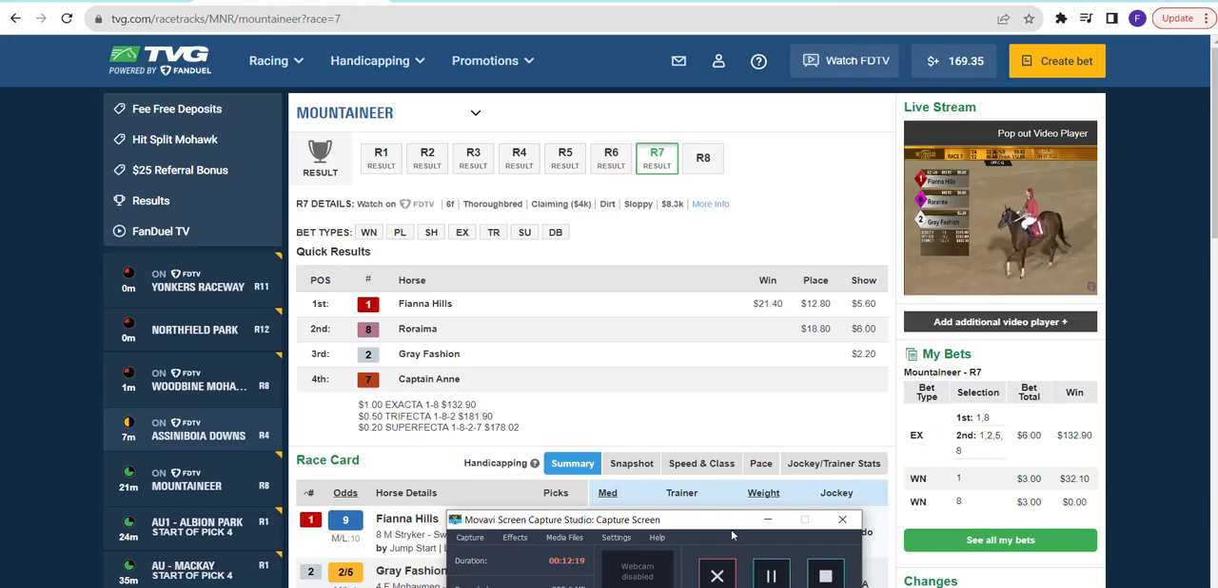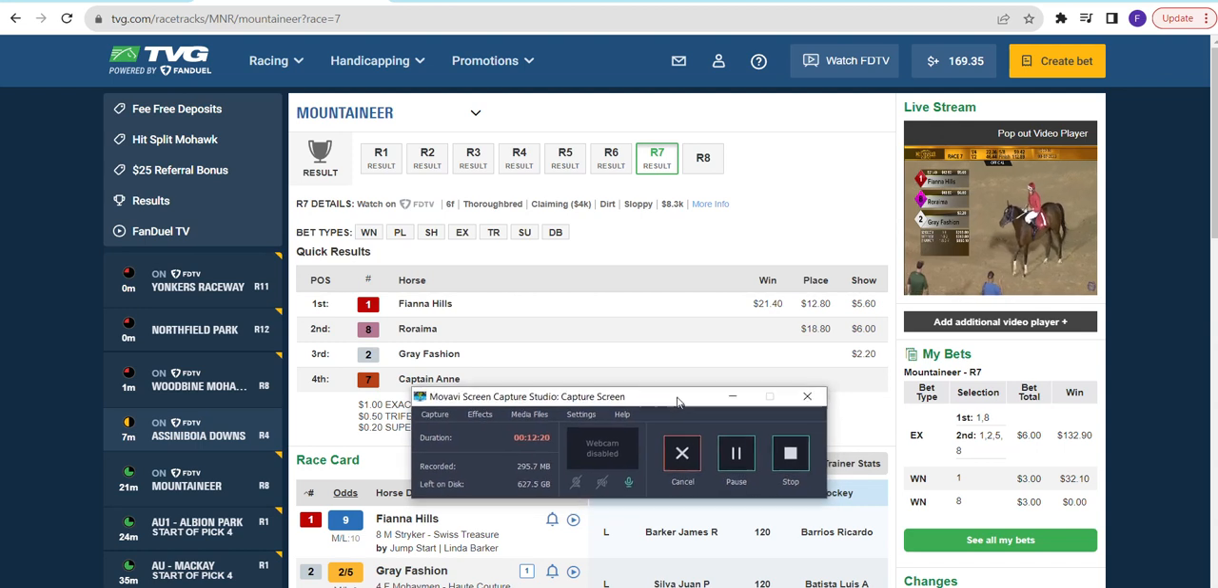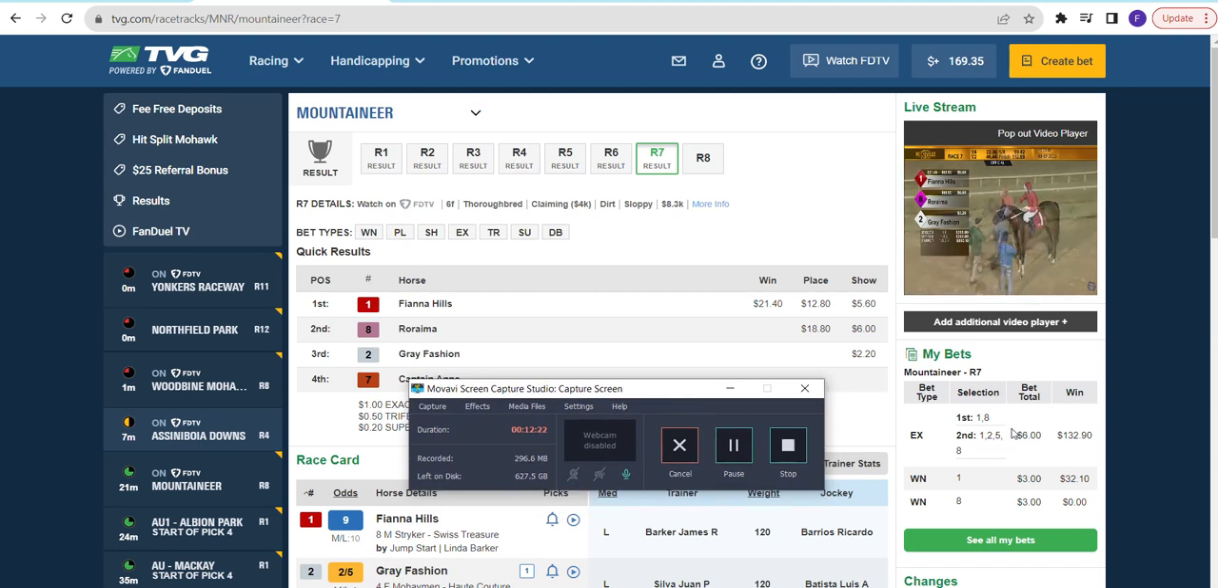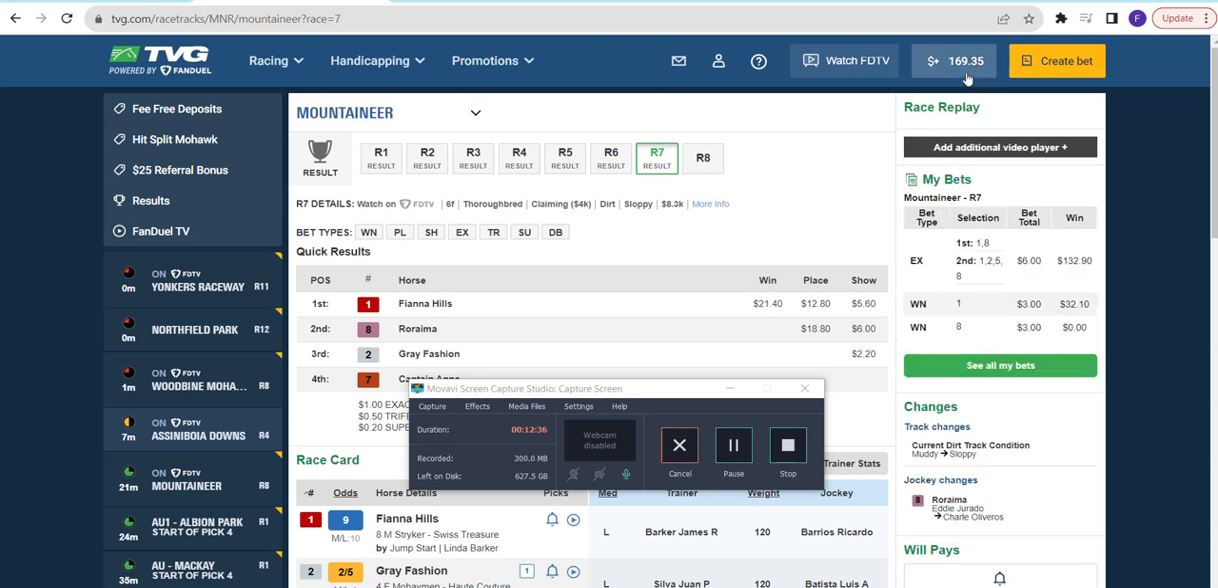All right, we'll see. And there we have our payouts. I got the $132.90 on the exacta and $32.10 for the $3 win on the 1. Earlier tonight, when I decided to play that in Assiniboia, I made a $25 deposit into my account, and I'm now up to $169.35. So I will be withdrawing about 120 of that. Probably leave 40 in for some more test plays tomorrow.